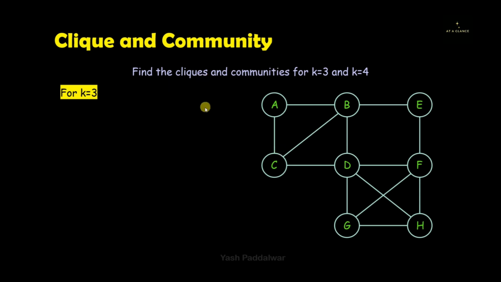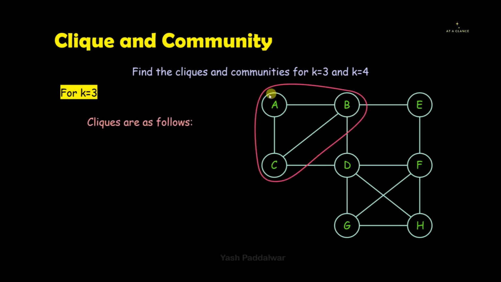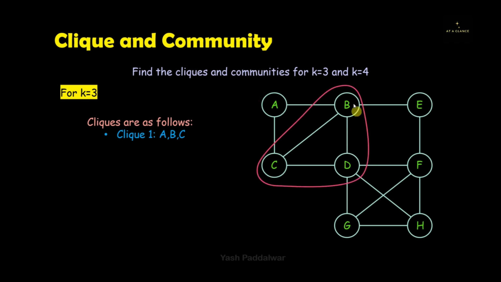So let's start with the clique for k equals to 3. You can see that in the graph we have first clique as A, B and C. So we can write it like this. Clique 1 is A, B and C. In the graph we can see the next clique is C, B and D. Why are they cliques? Because each and every node is connected to every other node in the subset. Now if you look at this particular section, in the section B, E, D, F, we do not have any clique of k equals to 3.